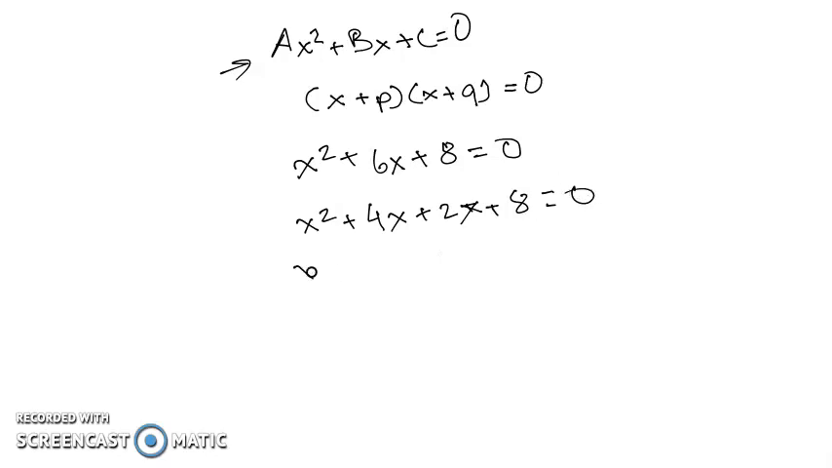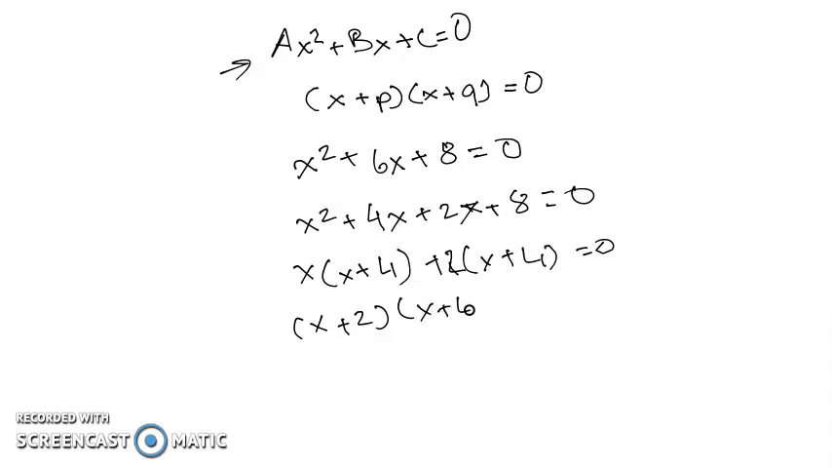Now I can factor and get x times x plus 4 plus 2 times x plus 4. Now we factor out the x plus 4 and we get x plus 2 times x plus 4 equals 0. Now if you've noticed, we could have just gone from 2 to 4. We could have just done x plus 2 and x plus 4 instead of these two steps. But I did these so you know why we can do that. x is equal to negative 2 or x is equal to negative 4.